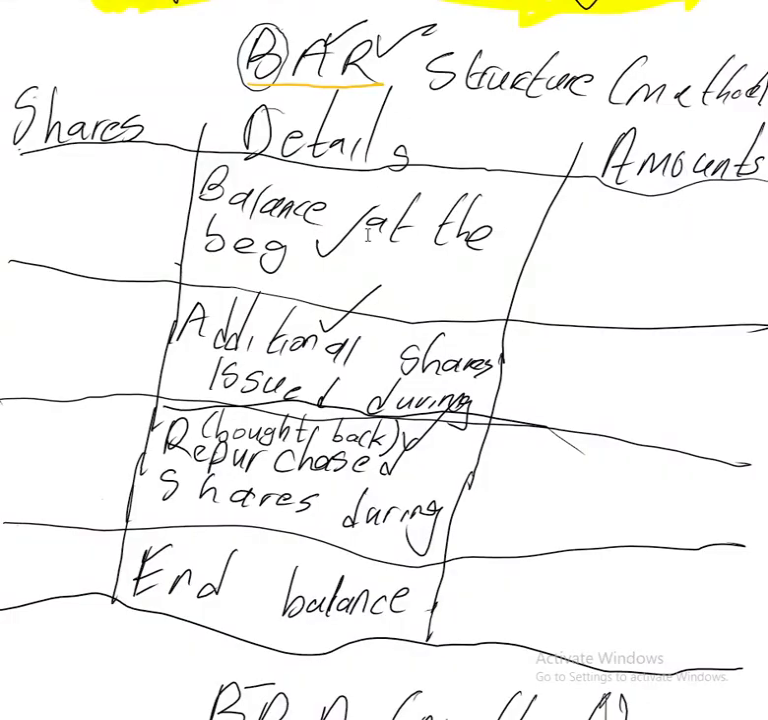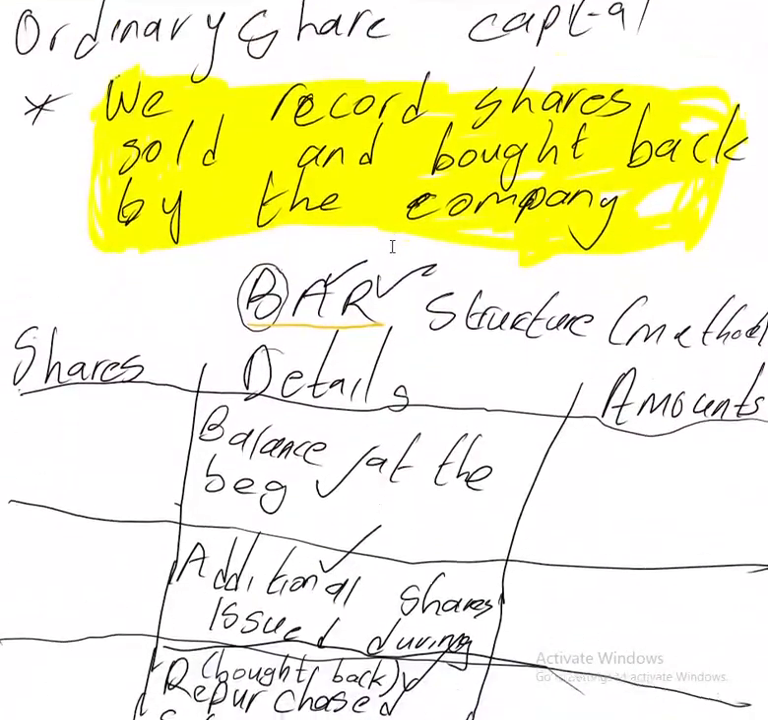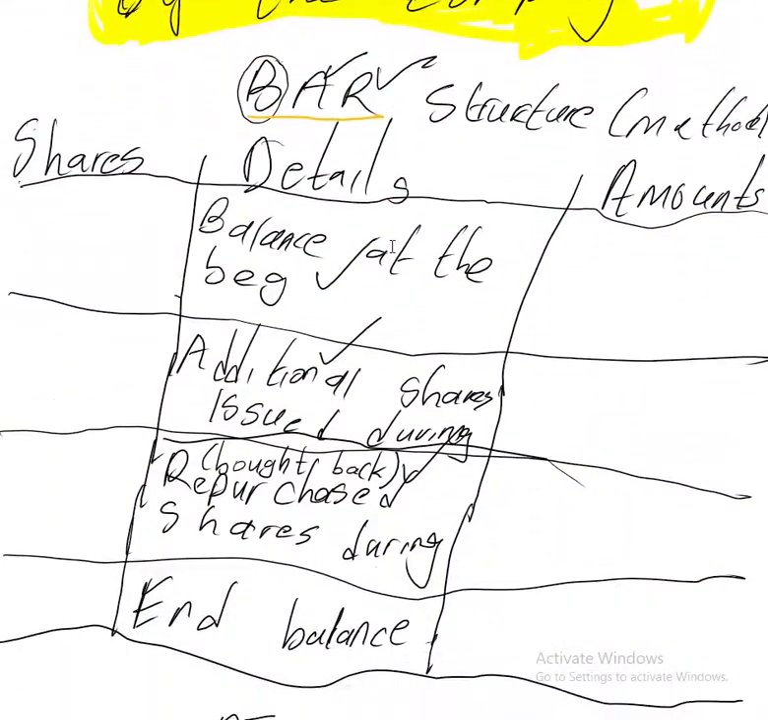So the ordinary share capital will have two structures, or methods. I'm going to call them structures, but you can also call them methods. The number one structure is the BAR structure. The BAR structure, this is where we look at the balance at the beginning and then we look at the additional shares. So the additional shares are just the shares that the company sold during the year. Then we'll also have the repurchase of shares, right?